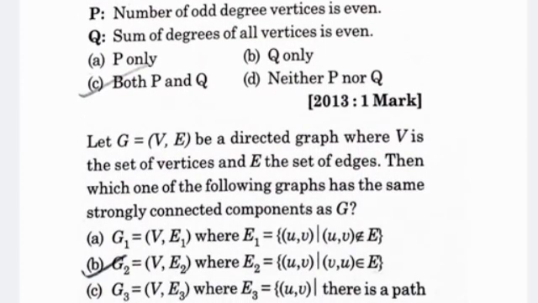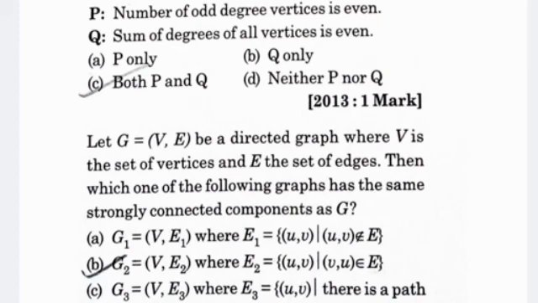Which of the following statements is true? There are two statements based on an undirected graph. The first statement is P, where P represents that the number of odd degree vertices is even, and Q represents that the sum of the degree of all the vertices is even. So which statement is true? There are four options. Option A only P, option B only Q, option C both P and Q, and option D neither P nor Q.